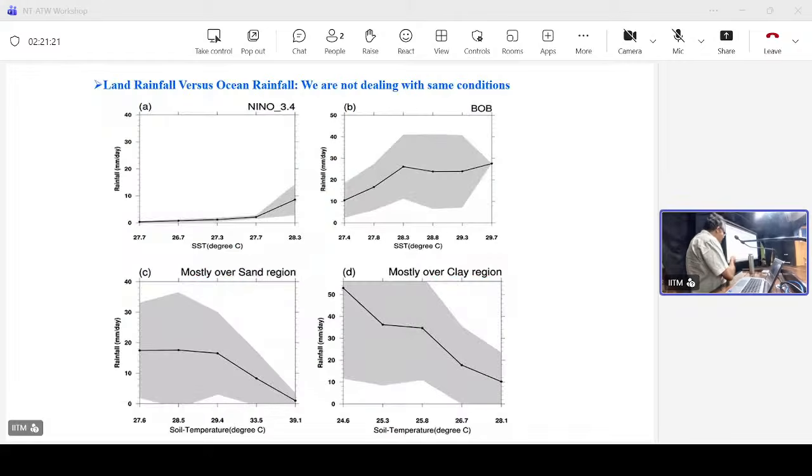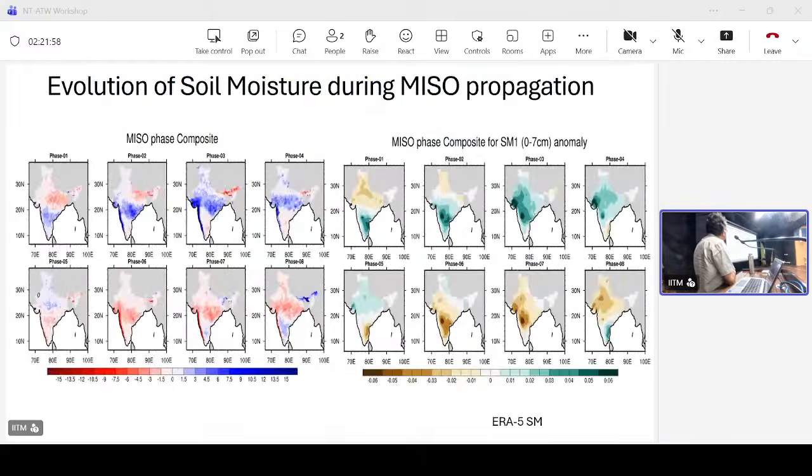Now another way of showing it is this: you have Nino 3.4. If you plot the rainfall average between the grid box where you have temperature over the Nino region, you see this is the average rainfall. So, or the Bay of Bengal, and this is over two different types of sand and clay region. Okay, you see that the rainfall response is completely opposite. So it means that to get the idea of a proper land surface process, we need a different approach and a different way of understanding how it works.